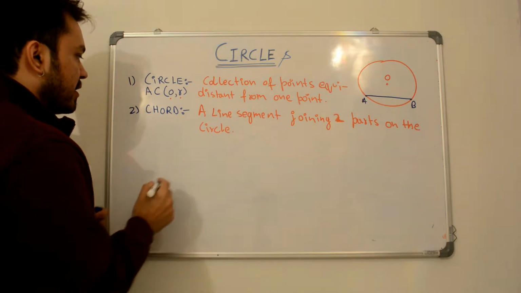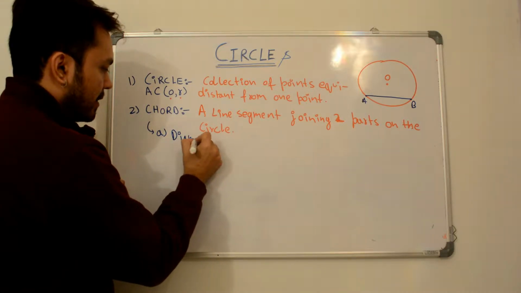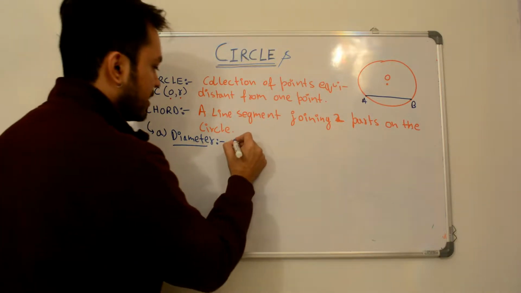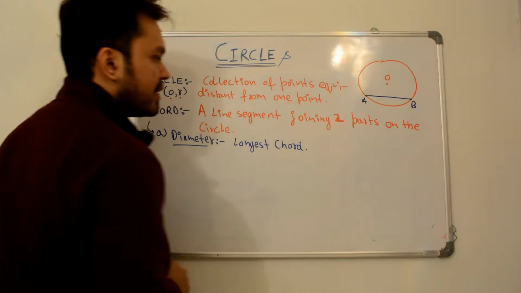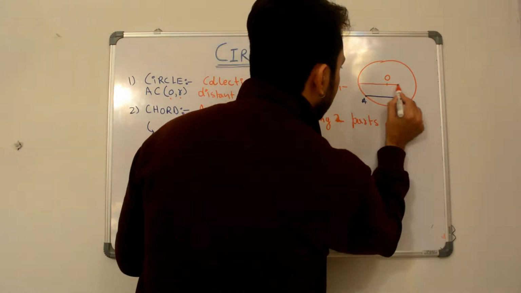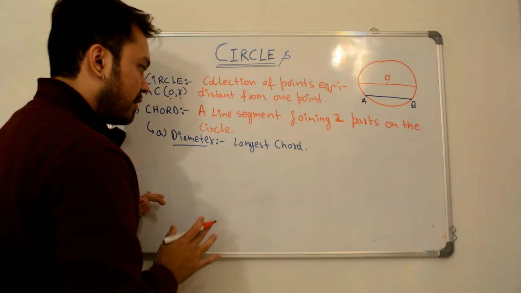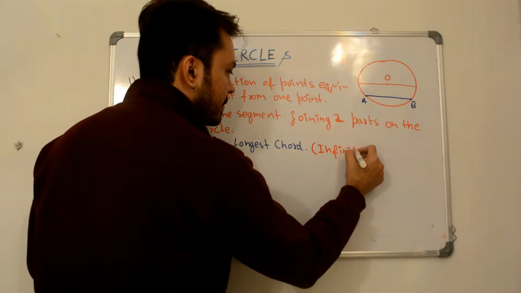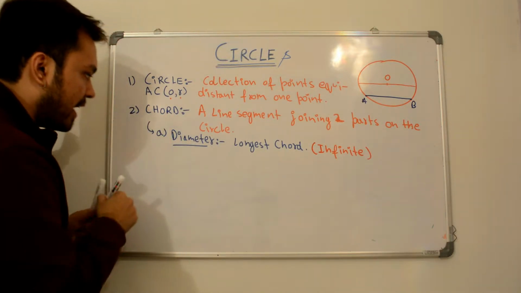Third point, or rather a sub point of this, which means what is a diameter. You all must be knowing that a diameter is nothing but the longest chord of the circle. It is the largest or the longest chord of the circle, and it always passes through the center of the circle. Clear? And a circle can have infinite diameters.